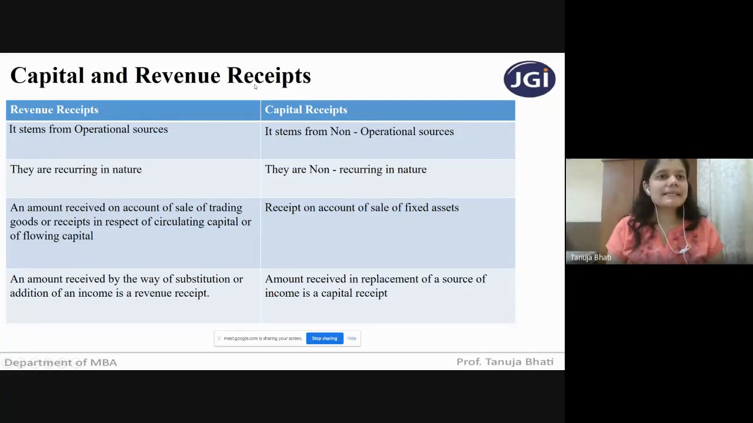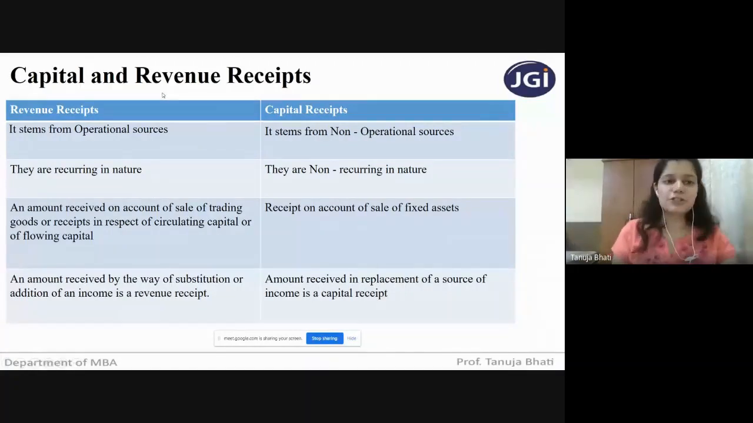Now, what is the meaning of receipts? Receipt means anything that you're receiving. And expenditure means anything that is going out of your pocket. Any payment that you're making is an expenditure. So first, let us understand the difference between capital and revenue receipts. I'll read this later, but first just pay attention to what I'm saying.